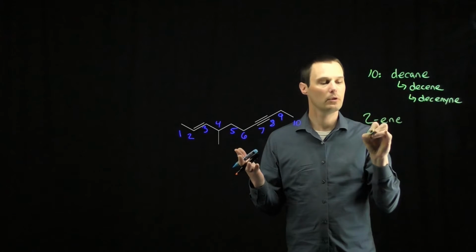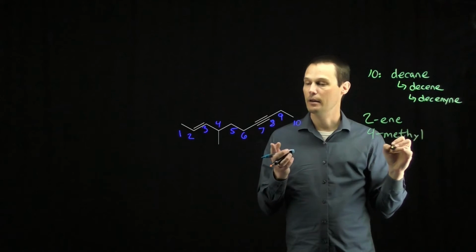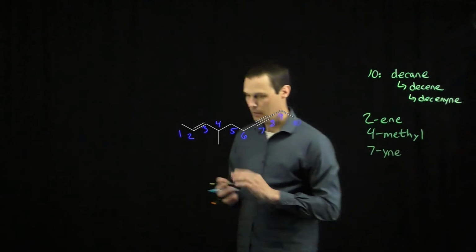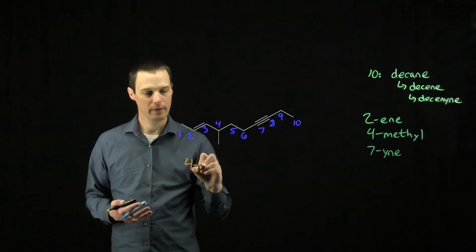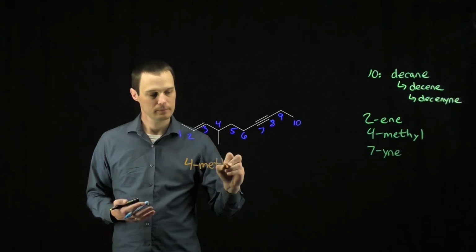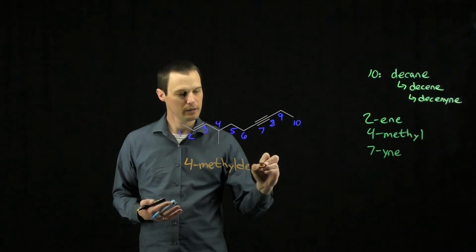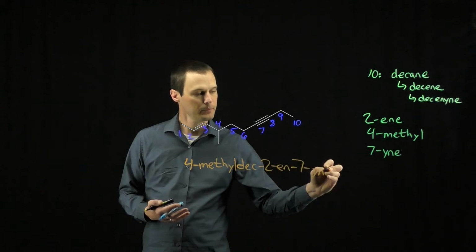Our substituents then, at carbon number 2, we have the alkene. At carbon number 4, we have the methyl group. And at carbon number 7, we have the alkyne. We can now combine these into our IUPAC name. That will be 4-methyl. No hyphen. Go straight into dec-2-ene, 7-ine.